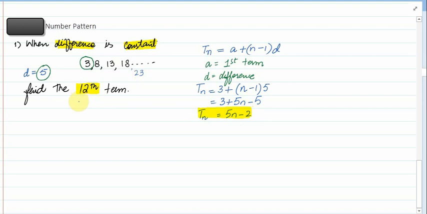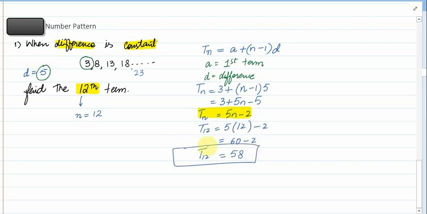Now 12th term means that it's the value of n. So what you need to do, just put the value of n here. So I will say that 12th term is equals to 5 times 12 minus 2. So 12 5s are 60 and 60 minus 2, that will be 58, and that is the 12th term of this sequence. Alright, is it clear? So that is the topic of nth term, in which the first case we had discussed here is the constant difference.